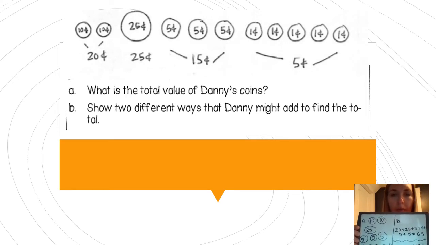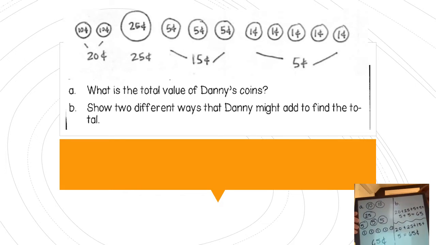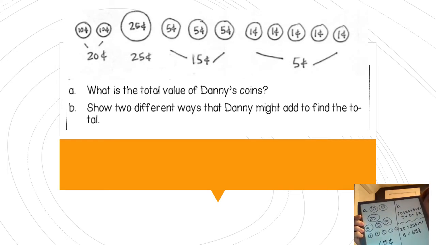Next, I combine some of the parts to make it a little faster. So instead of adding 5 3 times, I combined. I have 20 plus 25 plus 15 plus 5 equals 65. So these number sentences are very similar, but I just combined some parts to make it more efficient. So you could have had different number sentences than I did. There are many different options you could have had for this one, as long as they are different and they equal 65 cents.